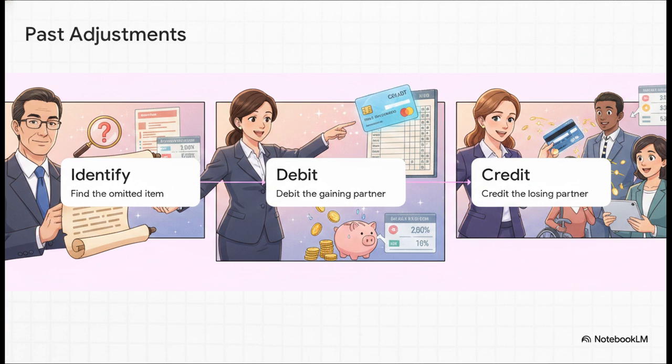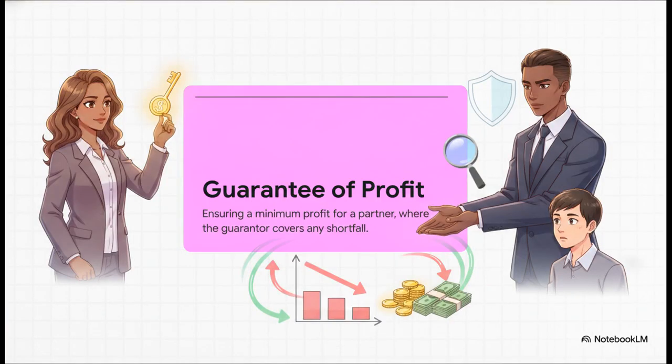Step 1, you identify the omitted item. Step 2, you figure out who accidentally got too much money and debit the gaining partner. And Step 3, you credit the losing partner. The whole shebang gets solved with just a single, elegant adjustment entry. And lastly, we have the guarantee of profit. You can honestly think of this as a special cheat code for a specific player. It essentially ensures a minimum profit amount for a partner, no matter how badly the firm performs overall.